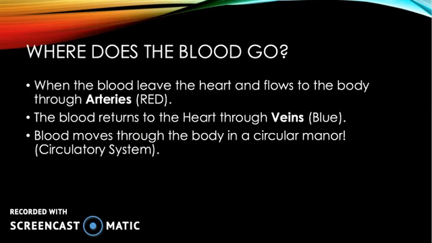Okay, so where does the blood go? So when the blood leaves the heart, it flows to the body through the arteries. So the next structure that you'll see is a structure of the circulatory system. So arteries are colored in red and the veins are colored in blue. So it's very easy. Just think of when blood leaves the heart, it goes through the arteries. So arteries away. And when the blood returns to the heart, the blood returns through the veins. So blood moves through the body in a circular manner, almost completely clockwise.